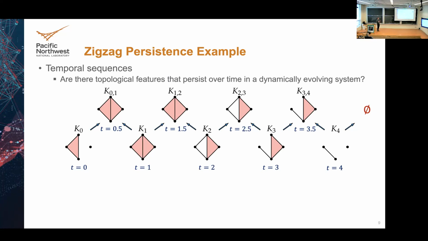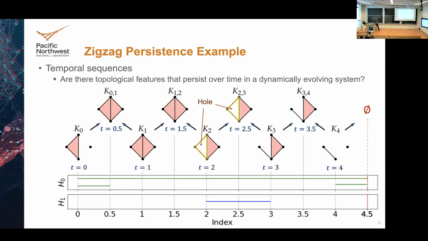What we're going to try to do is detect the components and the holes and how they persist over this sequence. One of the things we want to look for in H1, or our Betti ones, is that there's a hole here, and we want to be able to detect that. We also want to look at the number of components over time. So we run our zigzag persistence, and we get these barcodes.